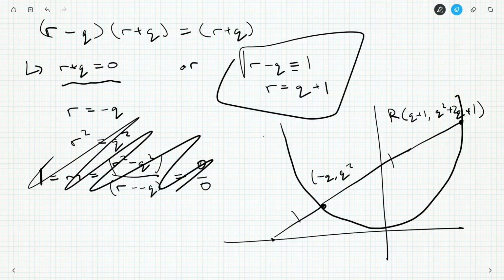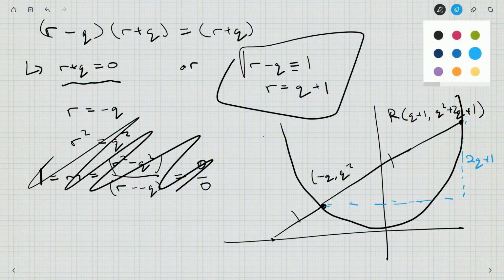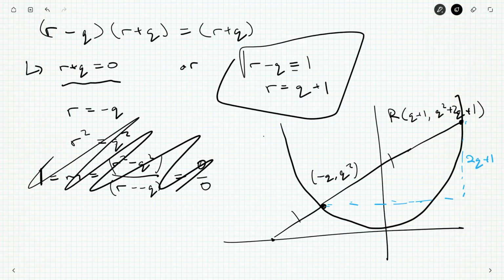But now I know the height here. The difference between those two in height is 2q plus 1. So that means the difference in height here is 2q plus 1. And there we're using the fact that these triangles here are congruent. But the height here is q squared, so q squared equals 2q plus 1.